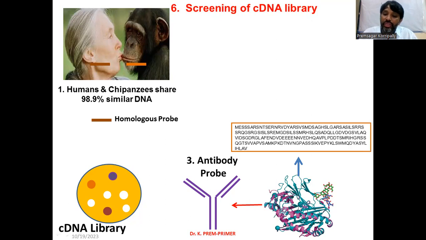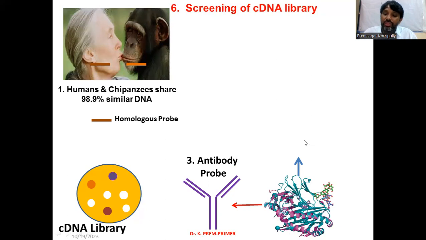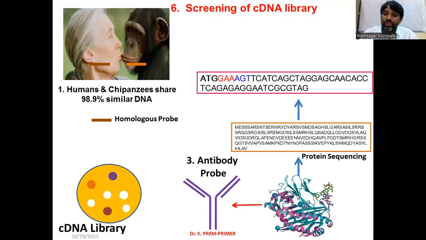Or if you have the protein and you know the amino acid sequence of that protein, then you can convert it into DNA. So you see here, methionine is coded by ATG, this is glutamic acid, GAA, and this is serine, AGT. You can use the amino acid sequence to get a cDNA of that, right? That cDNA can be used as a probe here.